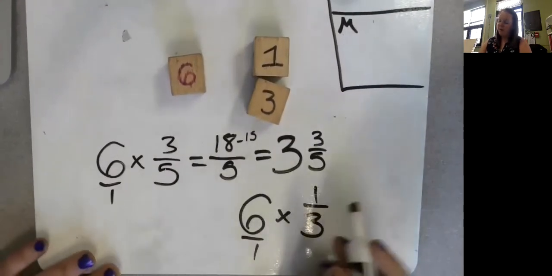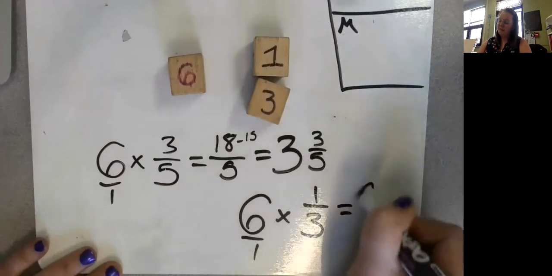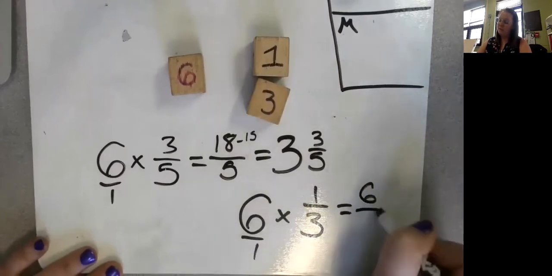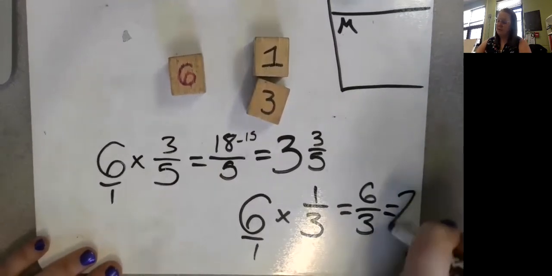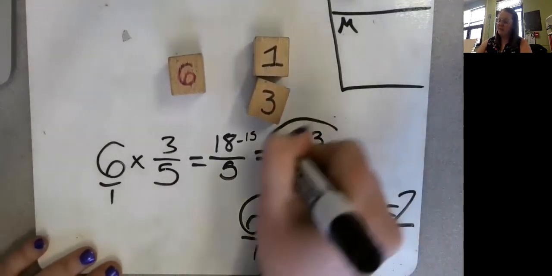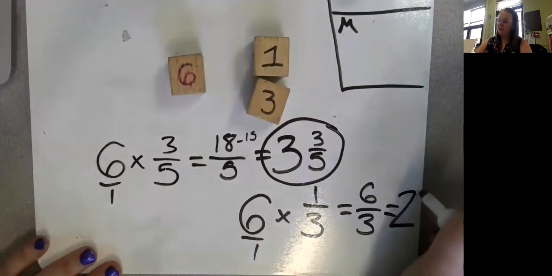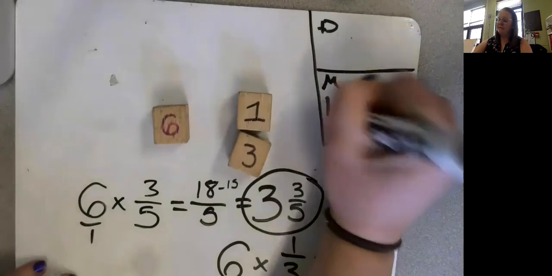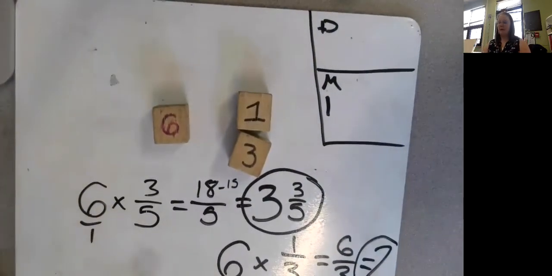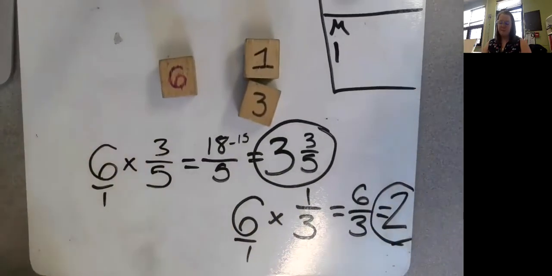Okay. My partner's going to do the same thing. 6 times 1 is 6. 3 times 1 is 3. And 6 divided by 3, or 3 goes into 6 2 times. So in this case, we can clearly see mine is bigger because I have 3 3/5. My partner only has 2. So that means I get a point. Ding. So again, you might have to reteach your parents how to do this. So you can keep playing.